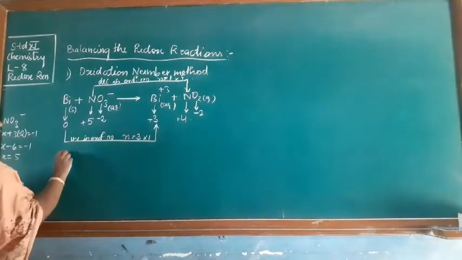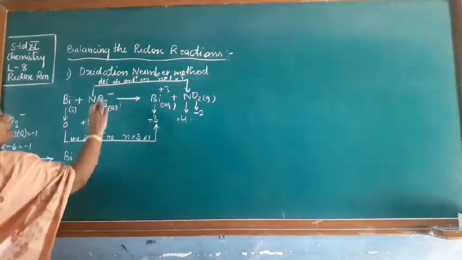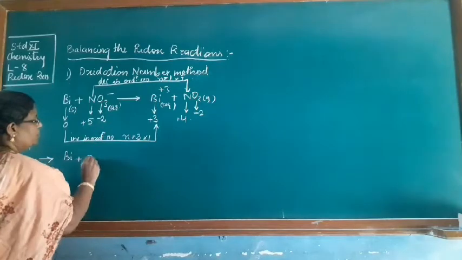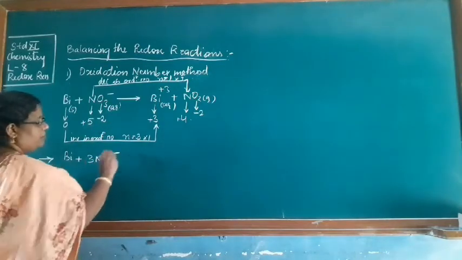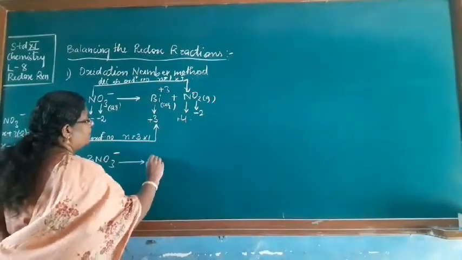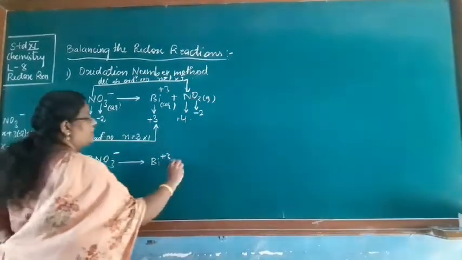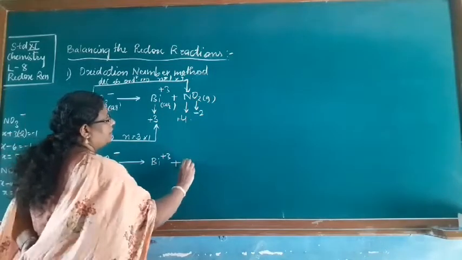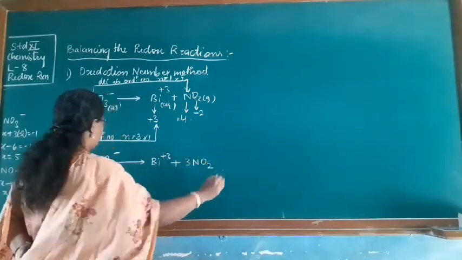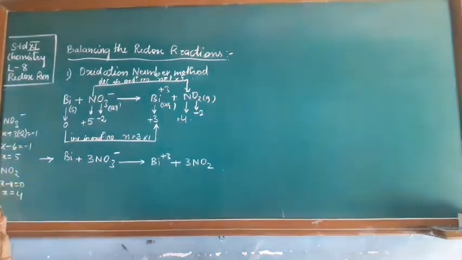So here it is 3 into 1, meaning I will write Bi plus, here I should multiply by 3, so 3NO3 minus. Are you following? Okay. Then here I have Bi plus 3, plus 3NO2. The atoms are balanced, 3NO2, okay.